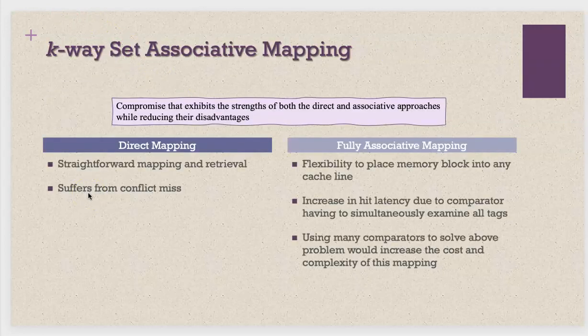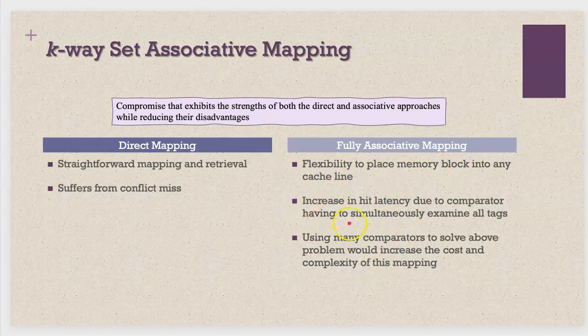So now we talk about the last mapping for cache, which is the K-way set associative mapping. The K-way set associative mapping basically combines the direct mapping with the fully associative mapping while trying to reduce the disadvantage of both mappings. So for direct mapping, we know that it is straightforward mapping and the retrieval is very easy, but it suffers a lot from conflict miss. However, in fully associative mapping, the disadvantage is increased hit latency, the time it takes to determine whether we get a hit or a miss, due to the comparator having to simultaneously examine all tags. However, the advantage of fully associative mapping is the flexibility to place a memory block into any cache line.